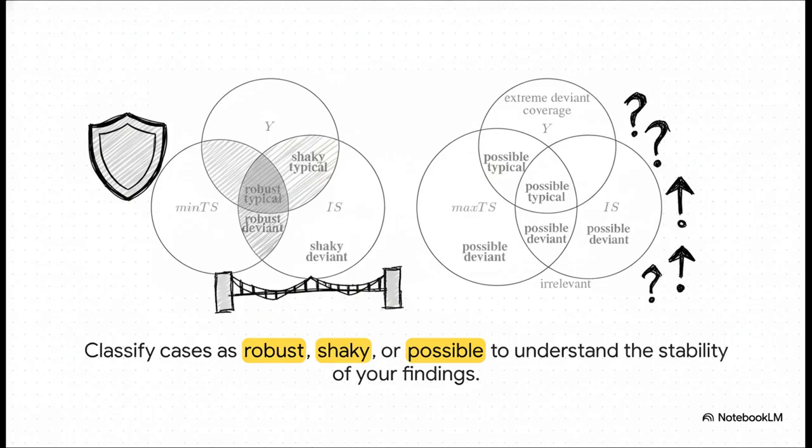This diagram helps us sort them out. Any case that's in your initial solution and in the robust core is what we'd call robust typical. But what about the cases that were in your solution but then disappear when you run the tests? Those are shaky. And what about new cases that suddenly appear in the alternative solutions? Those are possible. This tells you not just if your solution is robust, but how it's robust and for which cases. I mean, that's pure gold for your results section.